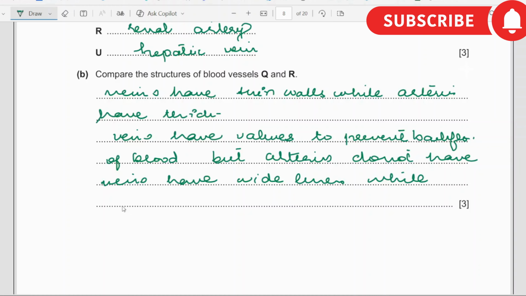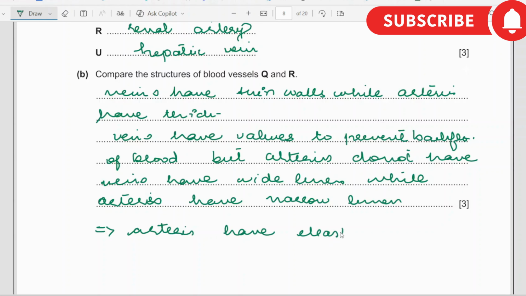What other differences can be written? What about the flexibility, elasticity? Arteries have elastic muscles to withstand the pressure, while the veins are non-elastic. Okay.